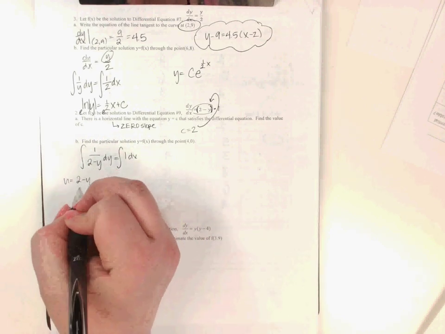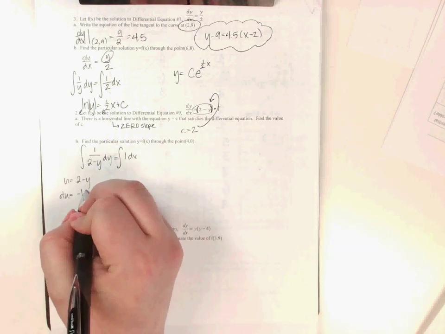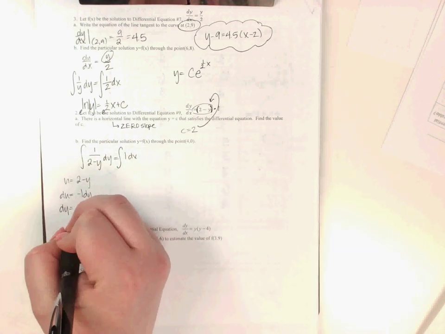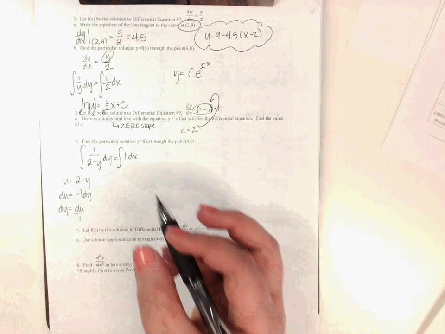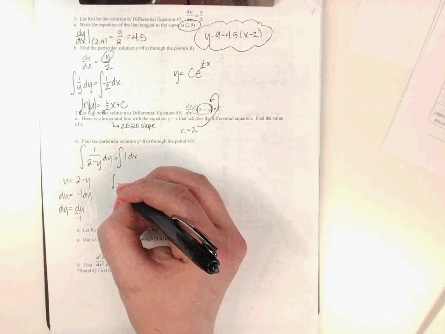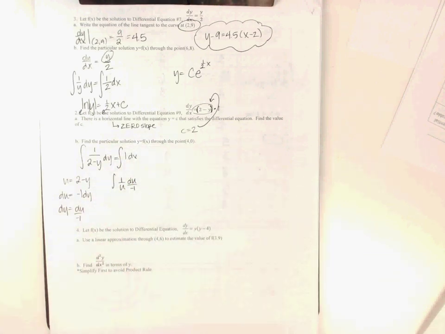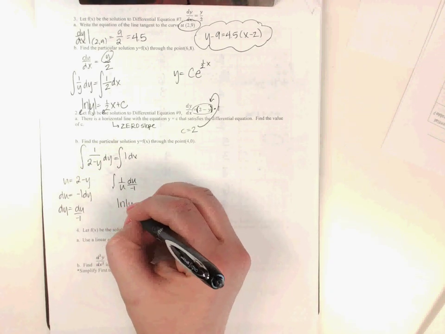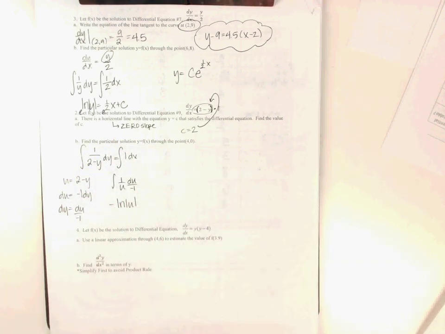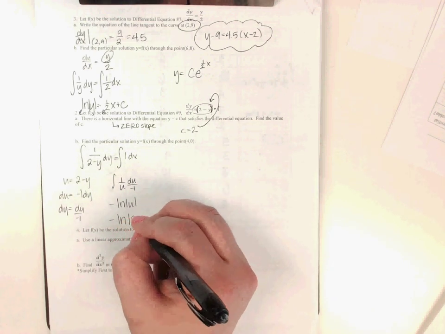So your u is 2 minus y. What's your du? Negative 1 dy. Which means that dy is du over negative 1. Then from there, I'll rewrite my integral and continue solving. So that's now a 1 over u du, but my du is over a negative 1. What's the integral of 1 over u? ln u, but I'll just keep my negative in the front. So this is negative ln of 2 minus y.